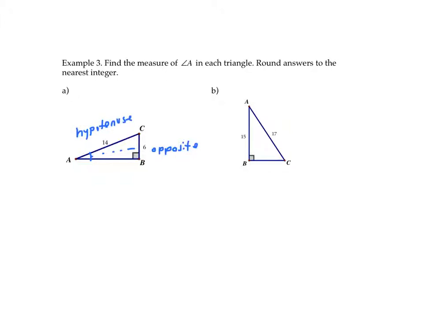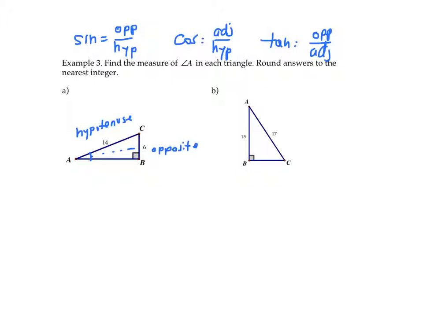Now remember, you have three trig functions to choose from. Sine is opposite over hypotenuse. Cosine is adjacent over hypotenuse. And tangent is opposite over adjacent. So depending on your information, that determines which trig function you want to use. Okay, so go back to this one. We have the opposite and hypotenuse labeled for us. So I know I want to use sine.